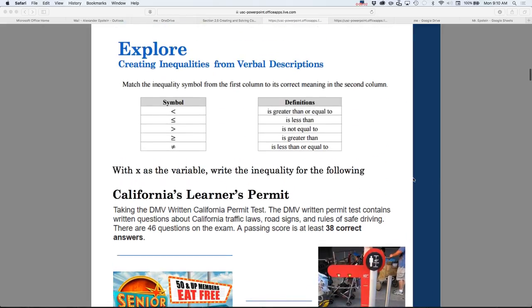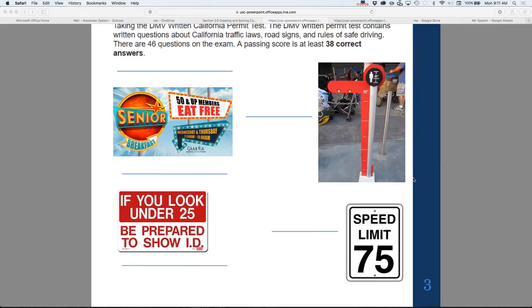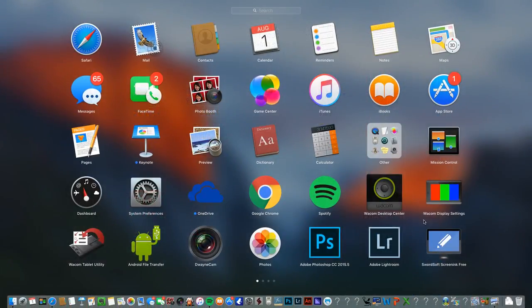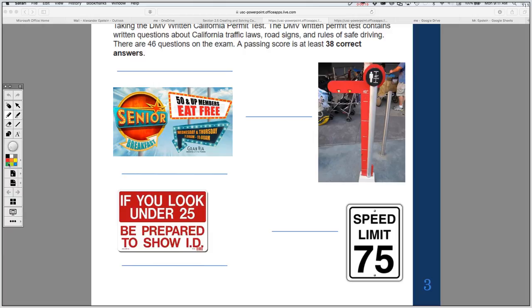So let's continue this. We're going to work on making inequalities based on this stuff here. So let me bring up this so I can annotate. All right. So let's recap because we have already done the first couple ones. So we're making inequalities, right? So first we looked at this one on Friday.